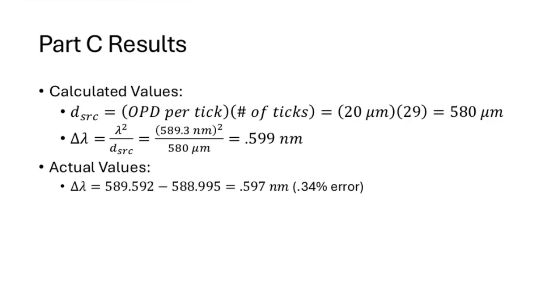So for part C, our expected value of 0.597 falls pretty close to our actual value of 0.599 nanometers, which is likely due to the fact that we had to reverse engineer the ticks for this, since we used a different tick reading on the micrometer, and we found it to be about 10 micrometers per tick, which results in a 20 micrometer optical path length difference.